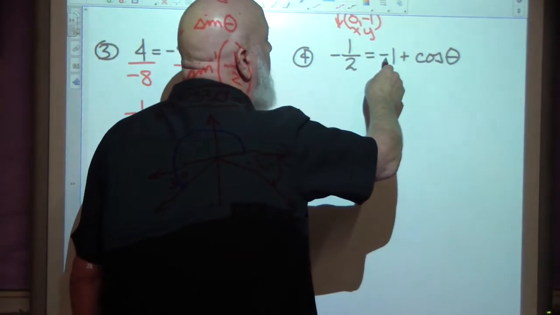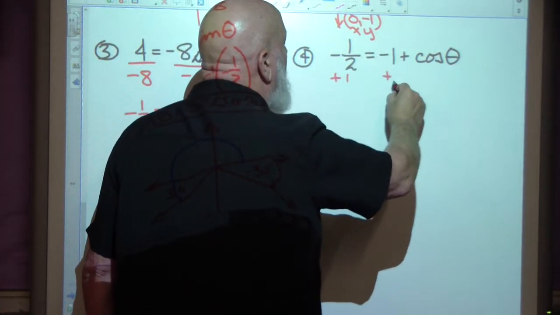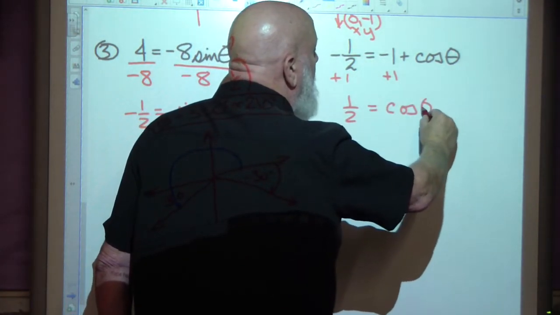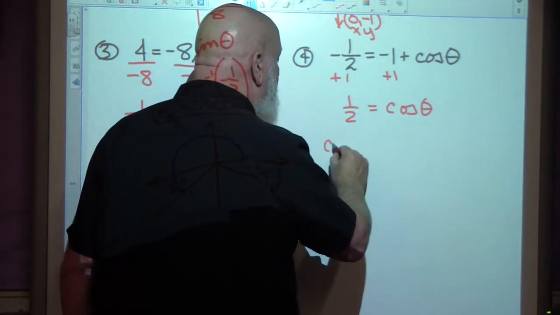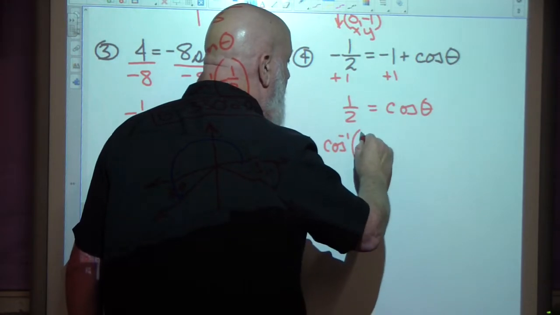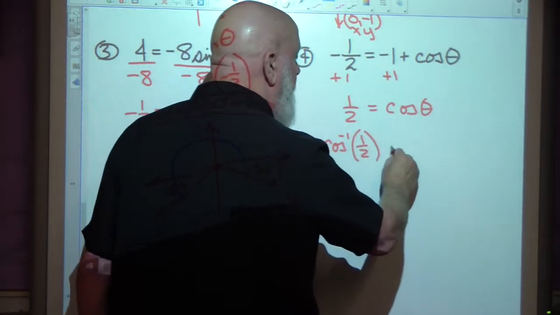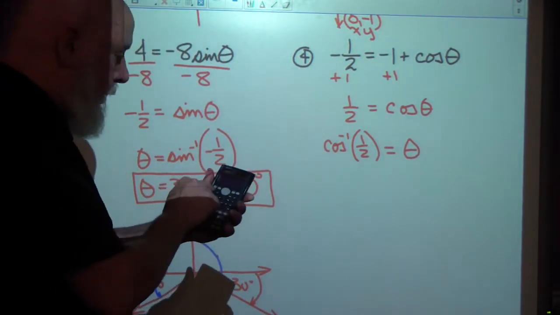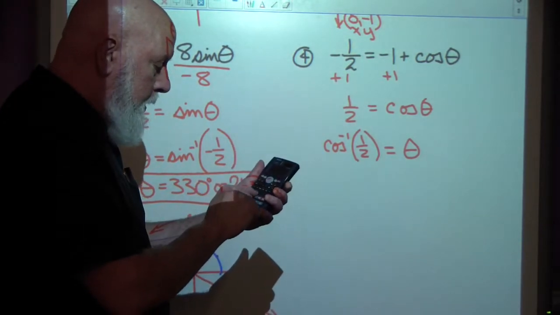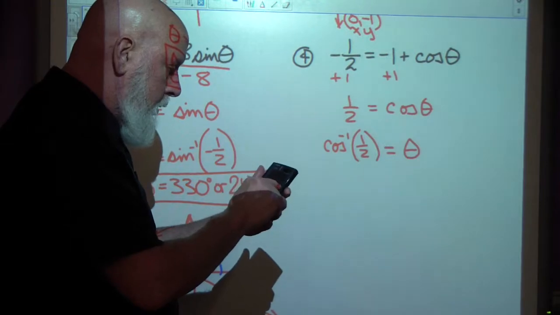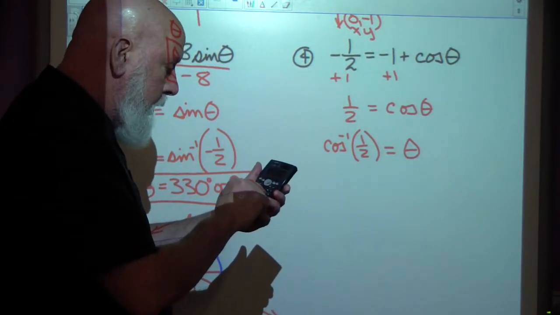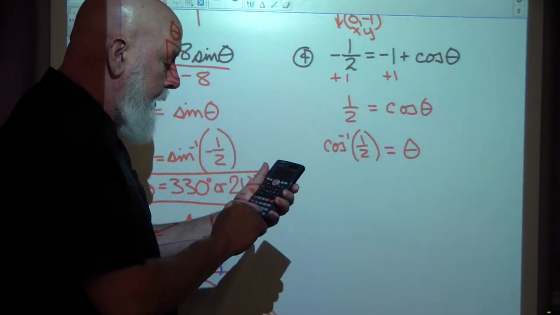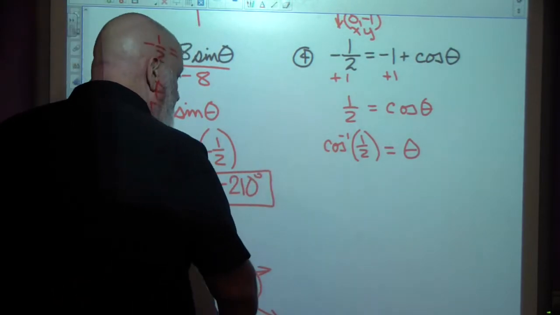I'm going to add 1 to both sides, and I'll have 1 minus 1/2 is 1/2. Cosine theta is 1/2. So I'm going to say, well, the inverse cosine of 1/2 with my calculator. Make sure you put it in parentheses with your calculator. Will be equal to theta. Let's see what we get there. Second function, or shift, it might say shift. Shift, inverse cosine. 1 divided by 2, or you could just put in 0.5, equals, that gives me 60 degrees. So that's one of my angles.